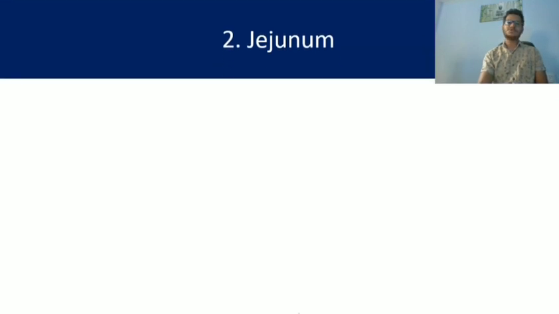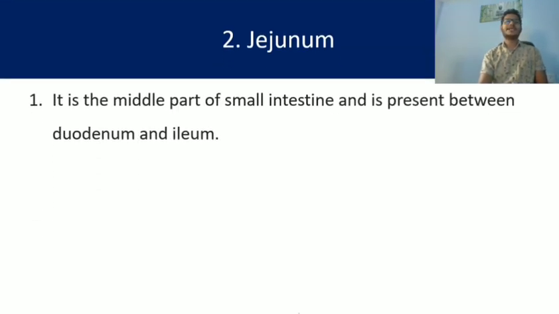The next part is the jejunum, and it is the middle part of the small intestine, present between the duodenum and ileum. We know the first part is the duodenum and the last one is the ileum. So the middle part is present between these two. It is 2.5 meters long. It is much longer than the duodenum, but it is not the longest, because the last part, the ileum, is the longest part of the small intestine.